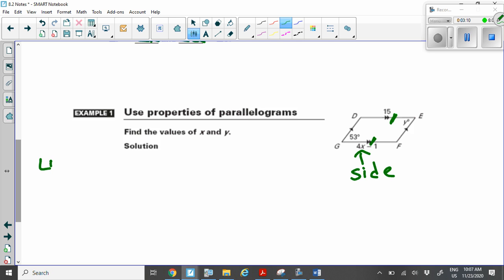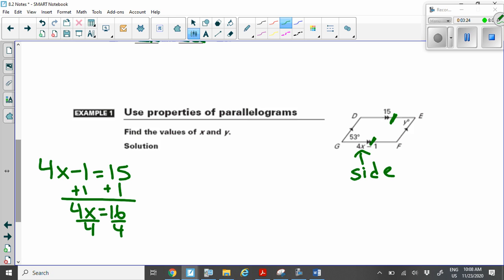So what we're going to do is we're going to do 4x minus 1 equals 15. Okay? So now we just solve for x. I add 1 to both sides. So I get 4x equals 16. And then divide both sides by 4. So I get x equals 4.